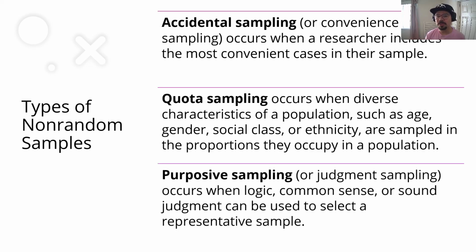And finally, we have purposive or judgment sampling, which occurs when logic, common sense, or sound judgment can be used to select a representative sample. And so in this case, I want to know about how students at MSJC are really taking advantage of the events that we have on campus. It makes perfect sense that if I'm trying to learn more about students in the context of attending events, then I'm going to attend an event myself to survey students who are attending the event, right? So that's an example of purposive sampling or judgment sampling.